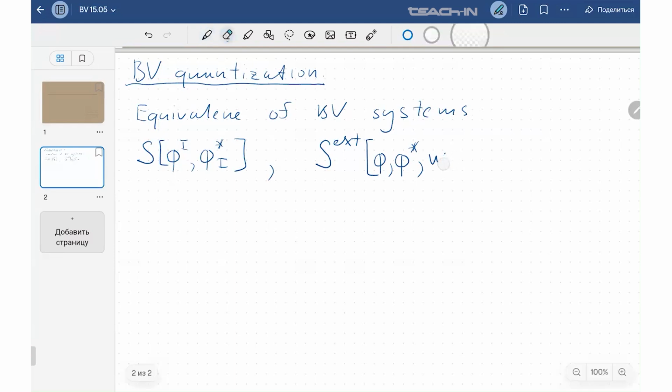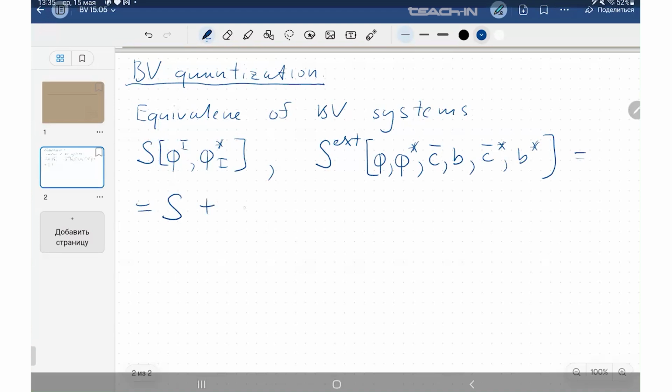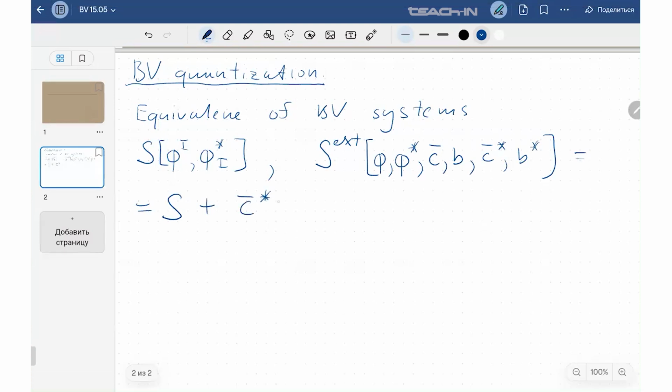Let me give an example which is closer to what we will need. For instance, some new variables c bar, b, c bar star, and b star. Some new variables, and which equals to our S plus a new term, c bar star b. This is what's called, let me better call it, non-minimal, because this is the basic example.